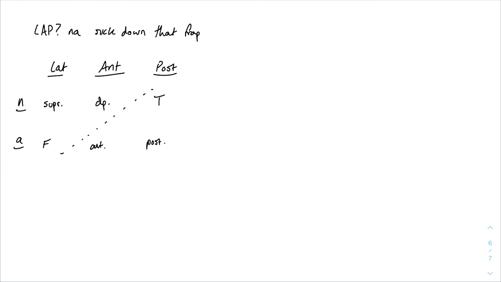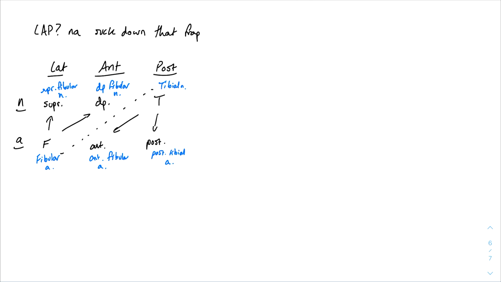So draw our line and then draw the arrows. So we're almost done with this one, and I'll do it in a different color. Lateral compartment, the nerve is going to be the superficial fibular nerve, and it's going to have the fibular artery. Anterior compartment is going to have the deep fibular nerve and the anterior tibial artery. And then the posterior compartment is going to have the tibial nerve and the posterior tibial artery. And that's it for the leg compartments.